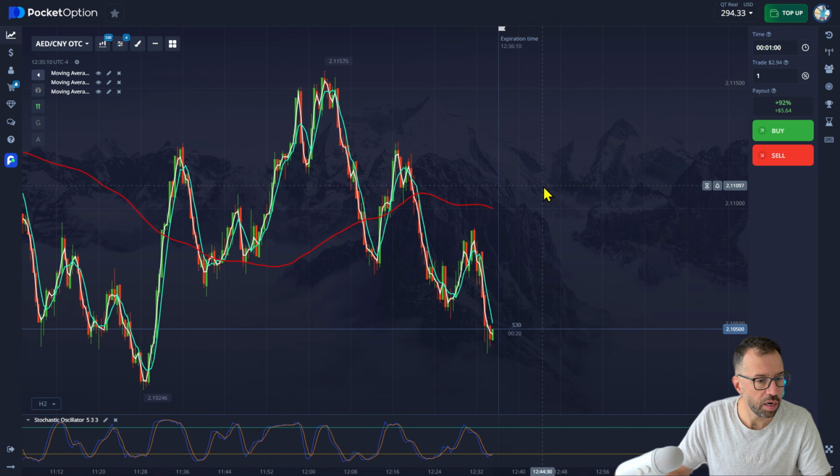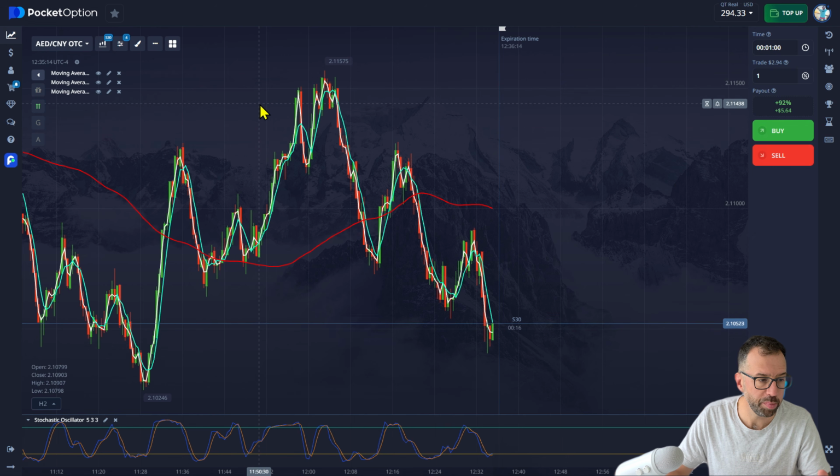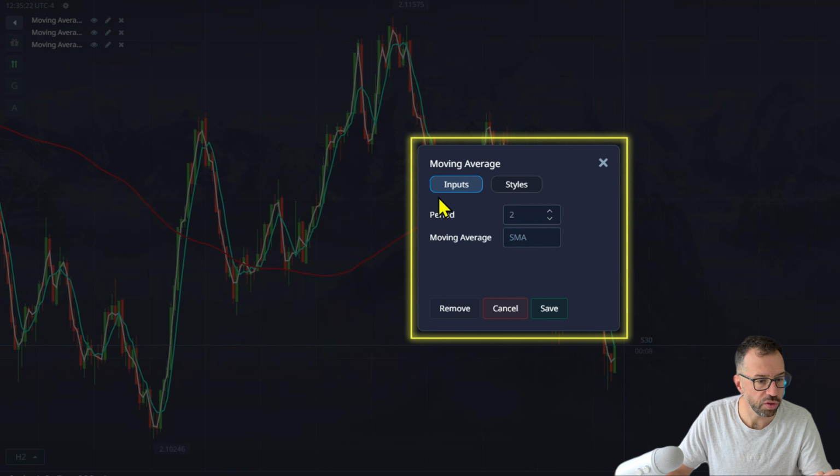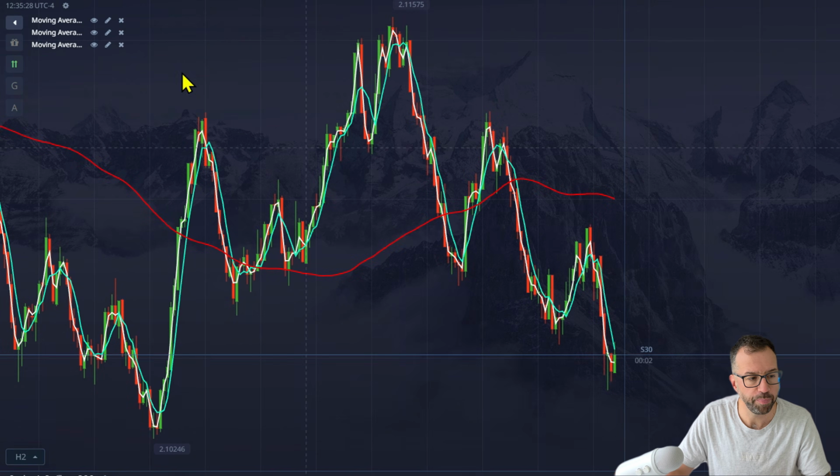All right, here we are on Pocket Option, and let's go ahead and run through the setup here. So we have 3 moving averages and the stochastic oscillator that you can see right here. Let's set up our moving averages. So the first moving average is a period of 2 SMA. And we're going to use white with 2 pixels.